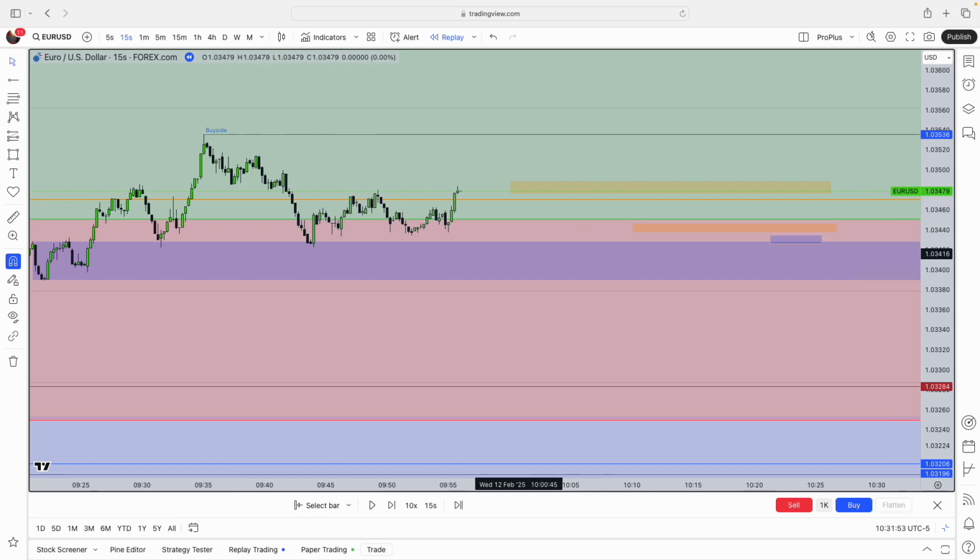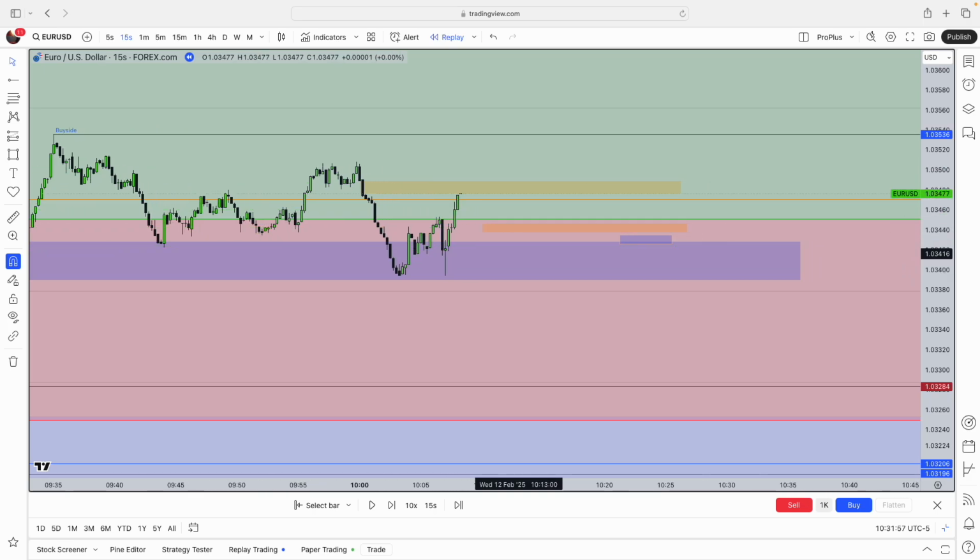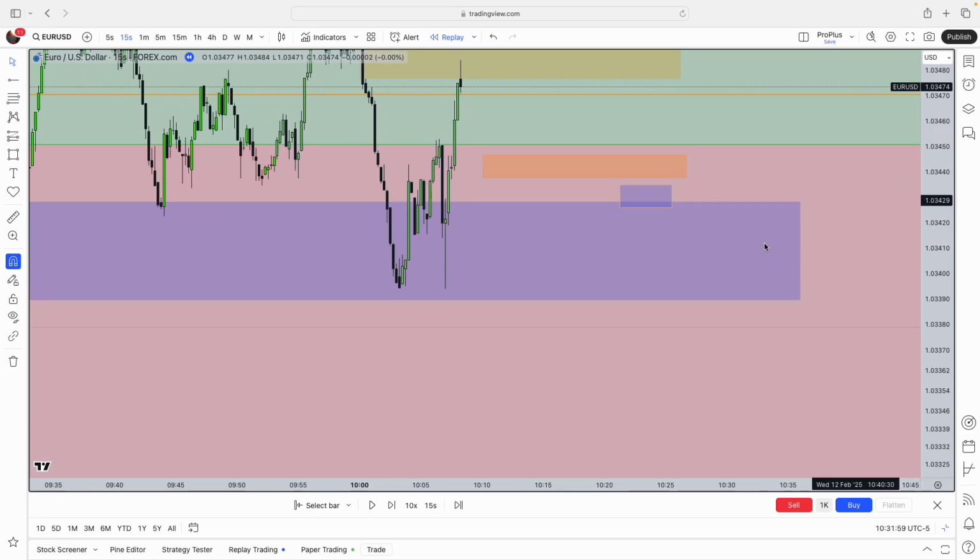So this is 15 seconds, so really quick candles. Okay. Does that make a low there? Slightly does.